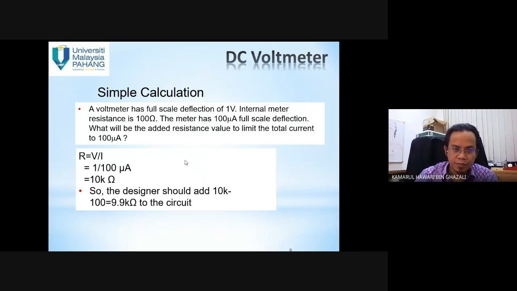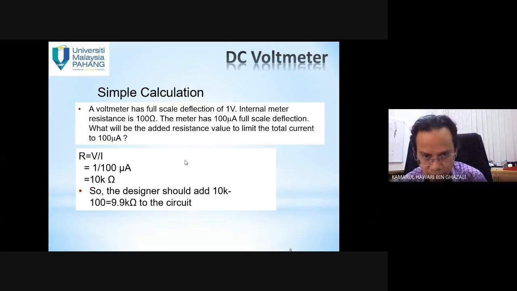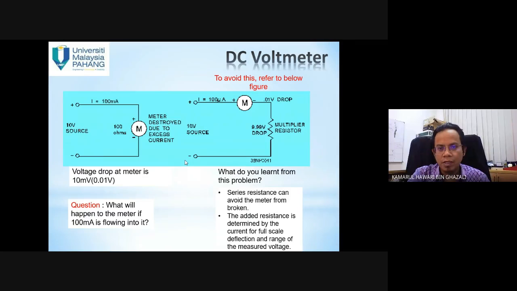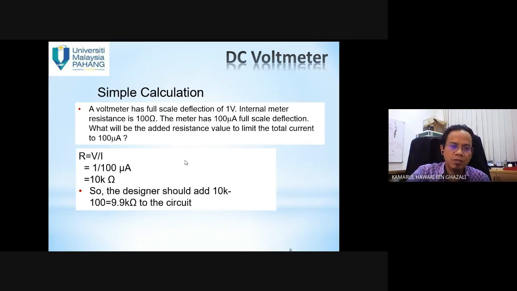So this is a simple calculation from the circuit. A voltmeter has a full scale deflection of 1 volt. Internal meter resistance is 100 ohm. The meter has 100 microampere full scale deflection. What will be the added resistance value to limit the total current to 100 microampere? So you can calculate the current to ensure that you can limit the total current through the meter. So this is the calculation.